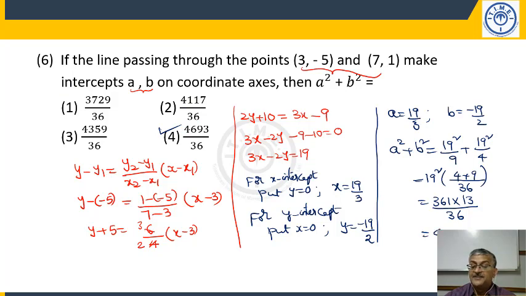Among the options, only the fourth option has unit place 3. So what is the correct answer? It is 4693 by 36. Here, no need to multiply the entire product because we observe 3 is the unit place, and except the fourth option, none of the options has 3. So the correct answer is 4693 by 36. So what is the logic to solve this problem? We simply calculate the equation of a line when 2 points are given. After that, calculate the x-intercept and y-intercept, and substitute in a square plus b square. That value, you will get 4693 by 36. Okay.